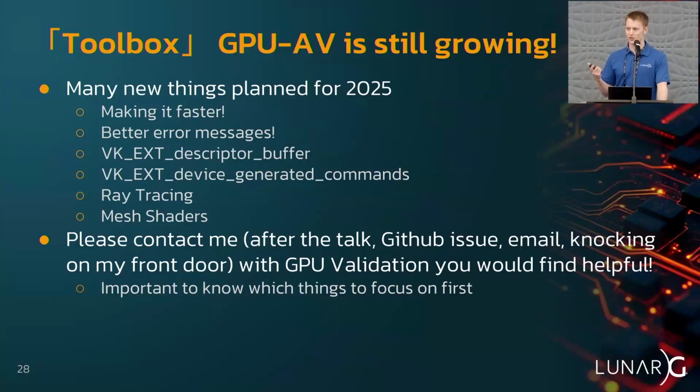We know the error messages can be better. And then we also, again, have new extensions coming out, like descriptor buffers, device generated commands, ray tracing, mesh shading. We're slowly going to, hopefully, add them in this year. That's our goal.